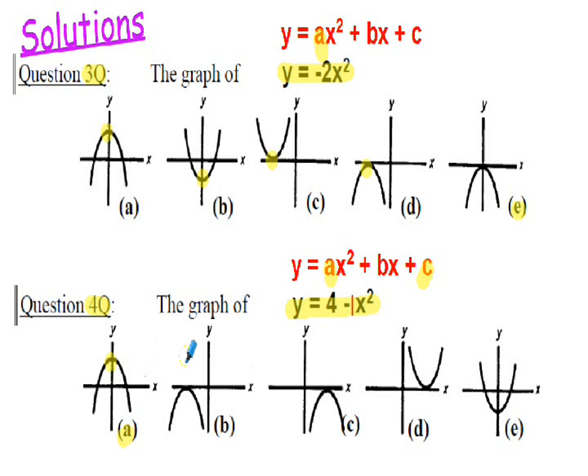It cannot be B because B shows the vertex being shifted. It cannot be C, again the vertex has been shifted. It cannot be D, the vertex is shifted. And it cannot be E because it's not a hat shape.